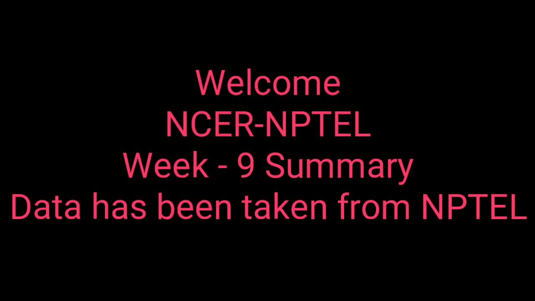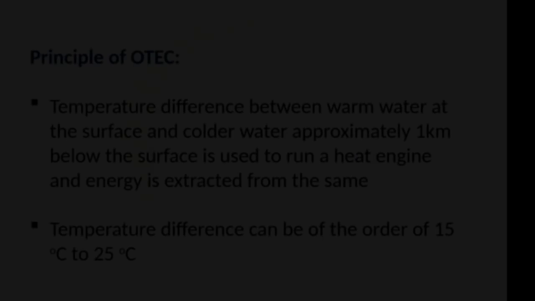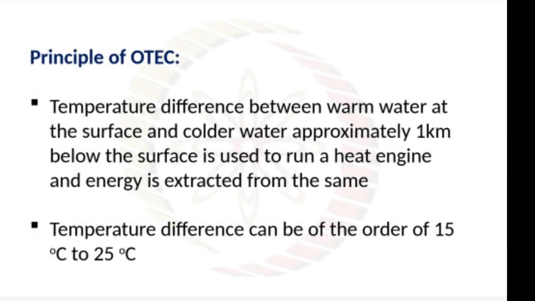So in this week we have to study ocean thermal energy conversion, that is OTEC. Now we have to see what are the principles of OTEC. The temperature difference between warm water at the surface and colder water approximately 1 kilometer below the surface is used to run a heat engine and energy is extracted from the same. Temperature difference can be of the order of 15 degrees Celsius to 25 degrees Celsius.